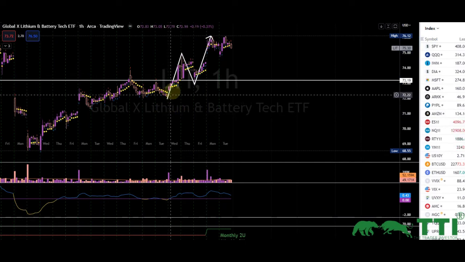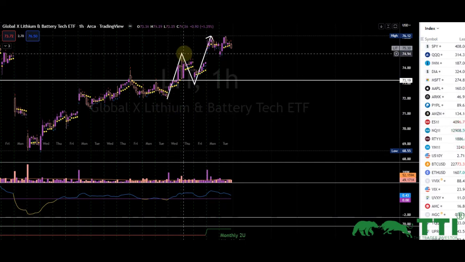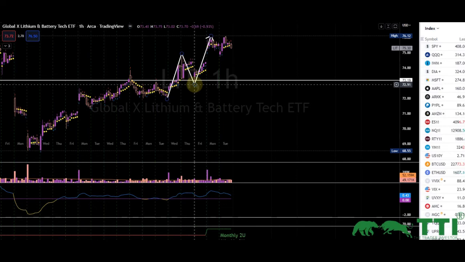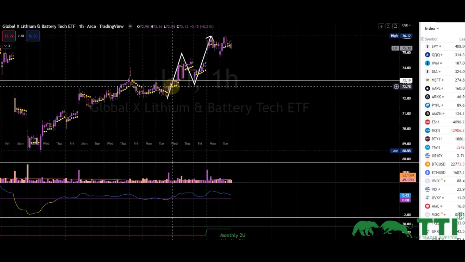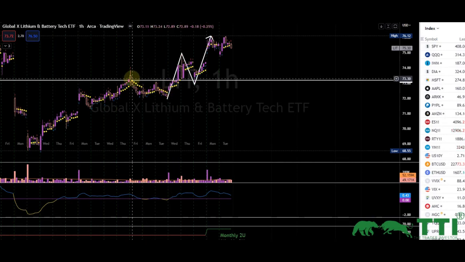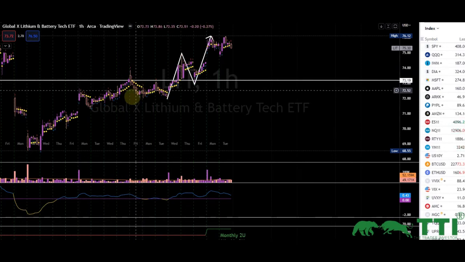So it blows through it, comes back, and the one holds. Real quick, why wouldn't you take the other one? Which one? This one? To the left of it. This one? Yeah. But this is resistance. It went through it, but it did not hold as support.